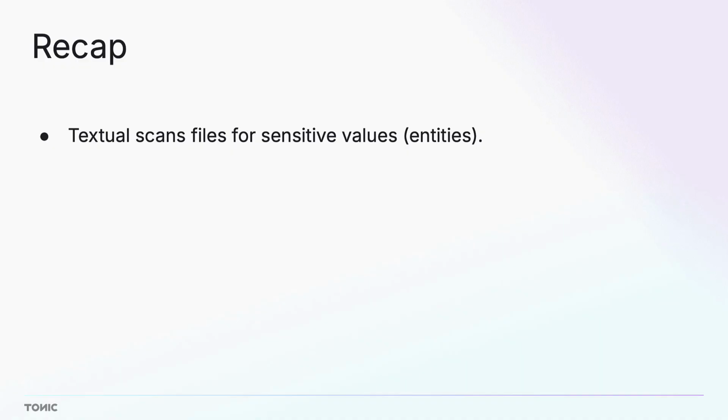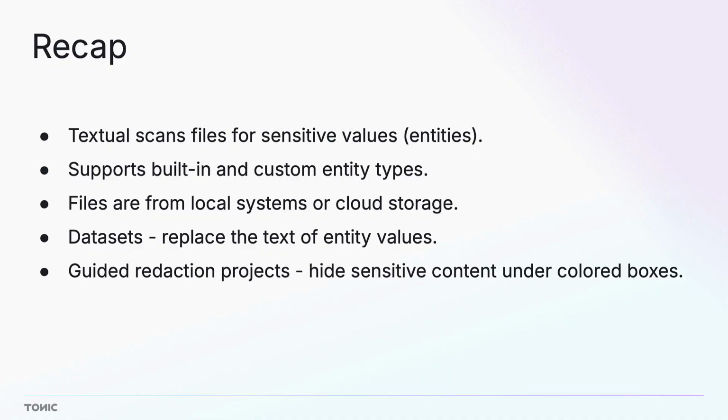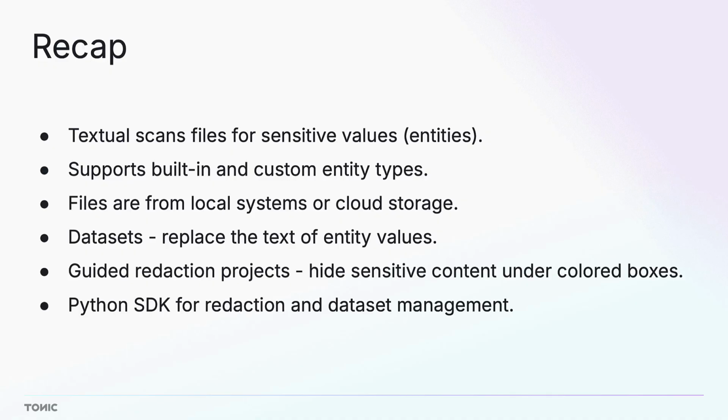To recap, Textual scans files to identify sensitive values, called entities. Textual supports both built-in and custom entity types. Files can come from local file system or cloud storage. Datasets create transform files that replace the entity values with realistic values or the entity type name. Guided redaction projects generate output files that hide sensitive content under colored boxes. You can use the Textual Python SDK for redaction and dataset management.